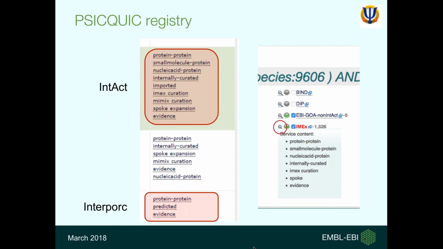You can see that IntAct and the IMEx compendium contain not just protein-protein interactions, but also those with small molecules and nucleic acids. They're manually, internally curated, spoke expanded, and based on evidence. Whilst we also have lots of partners that run what we call data warehouses. They import data from the primary databases and combine it all. And InterPro is such an example, and they're focused just on the protein-protein interactions. And they don't just import the interactions based on experimental evidence, but they also have a prediction algorithm. So you can choose what level of detail you like for your analysis.